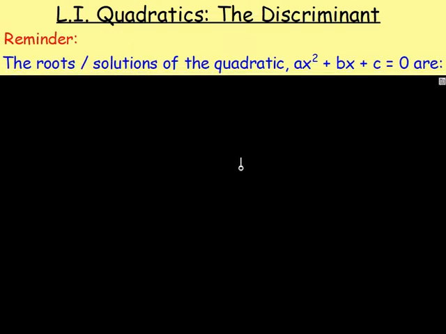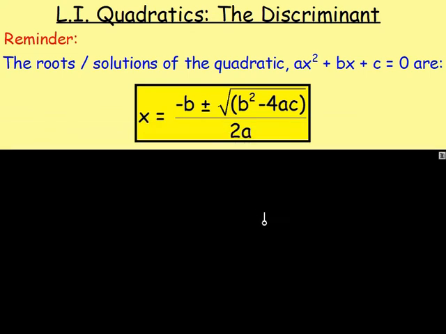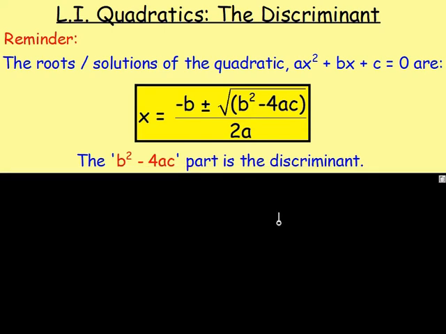Well, to find the roots or solutions of a quadratic, ax squared plus bx plus c equals 0, you can do that different ways. One of the ways is to use the quadratic formula. So, what is a discriminant? Well, this part here under the square root, b squared minus 4ac, is known as the discriminant.